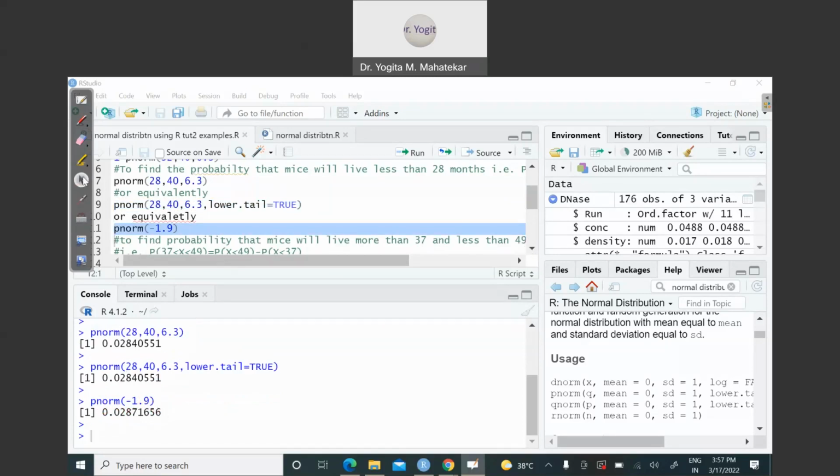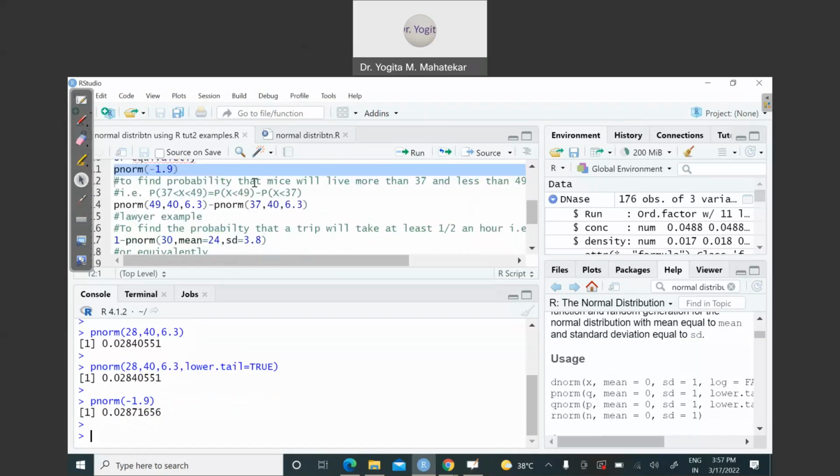Now let's go towards the third part of the question. They asked to find out the probability that the mice will live their life between more than 37 months and less than 49 months, which we can write as probability that 37 is less than capital X is less than 49, which is probability that X is less than 49 minus probability that X is less than 37.